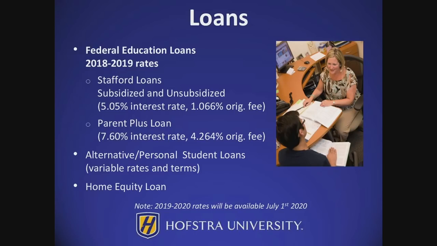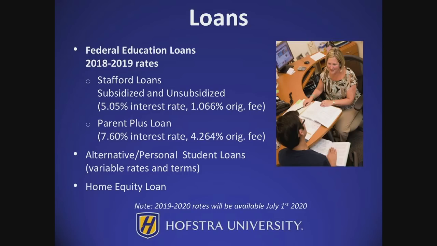Loans. There are federal education loans that students are eligible for. The 2018-2019 rates are reflected below. The first loan is the Stafford loans. They're subsidized and unsubsidized loans. The subsidized loan will not accrue interest while the student is in school. The unsubsidized loan will accrue interest while the student is in school, but both can be deferred until after the student graduates. Current interest rate for the Stafford loan is 5.05% with a 1.066 origination fee.